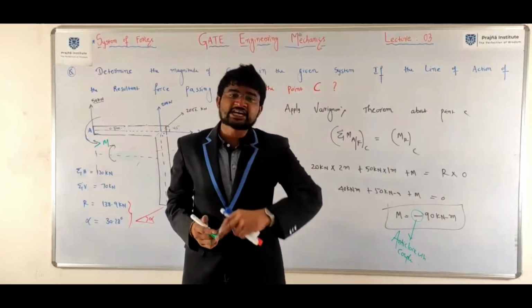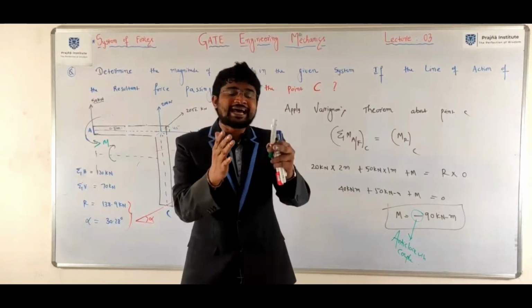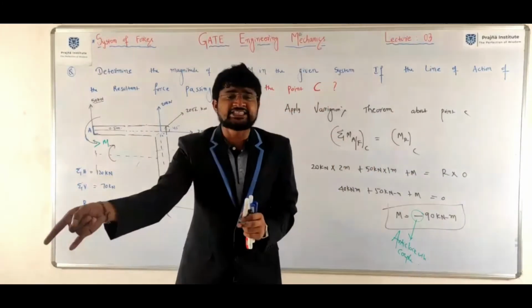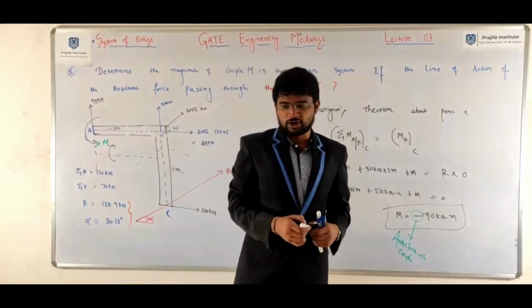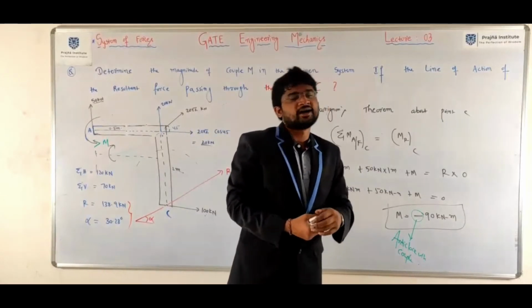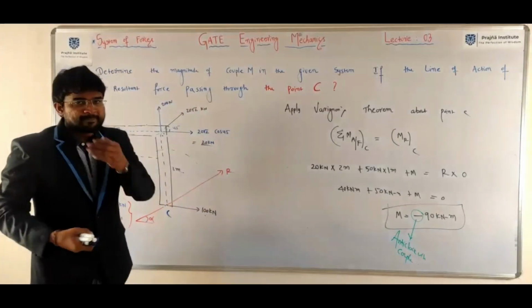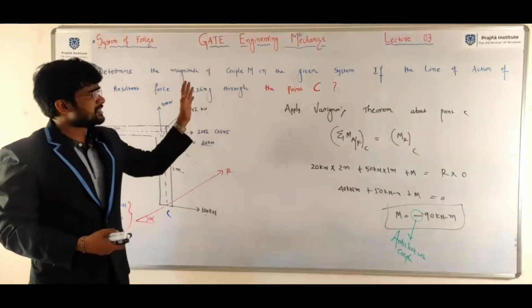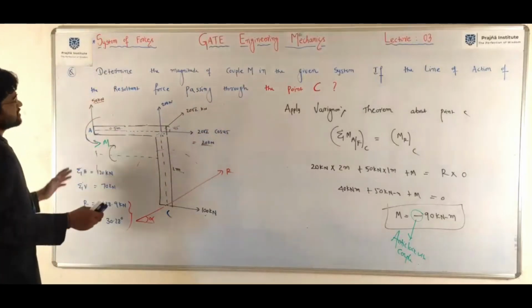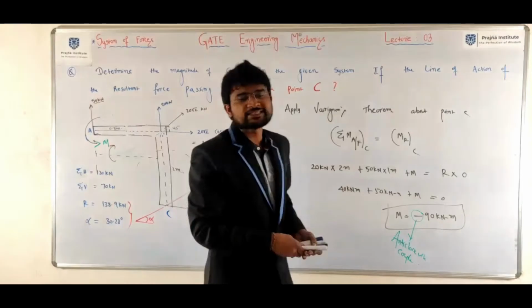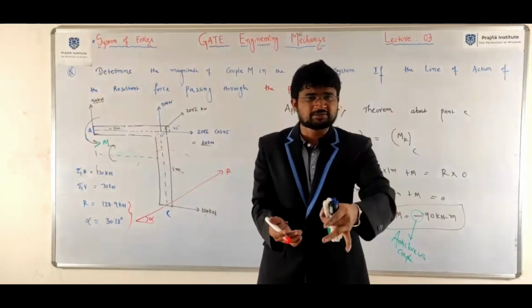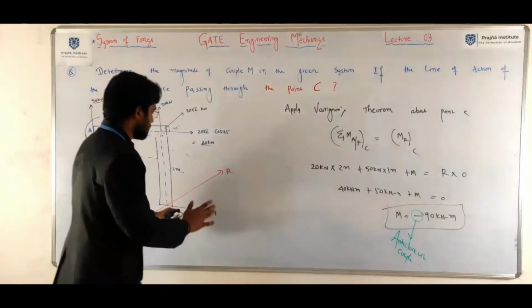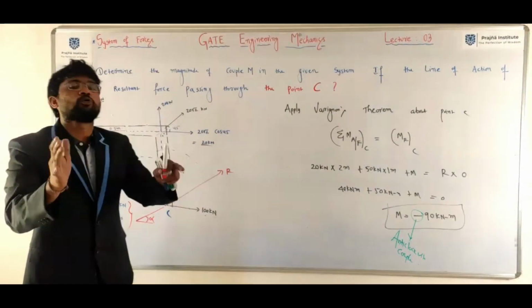In kinetics of rigid bodies, you will assume some direction of the motion of the bodies. So if you get negative acceleration, our assumed direction is wrong, so we need to change the direction. Now, determine the magnitude of couple M in the given system. These all are a set of problems. We solved some 5 problems now. From this you should know how to apply moment of a force about a point.